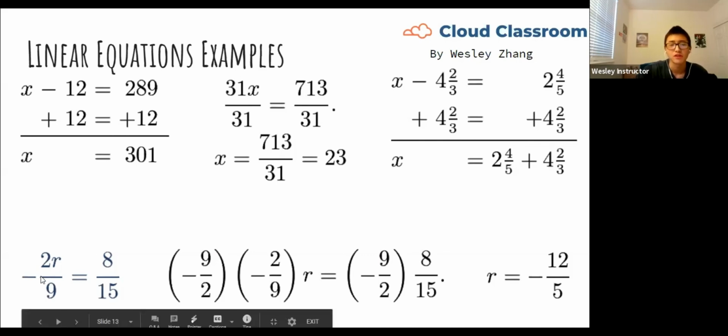All right, one more. So negative 2r over 9 equals 8 over 15. So we have negative 2 over 9 here, and we put that in parentheses. And all we have to do is multiply by the reciprocal to get the r by itself. This is the same thing as dividing by negative 2 over 9. So once we multiply by the reciprocal on both sides, we get r equals negative 12 over 5.